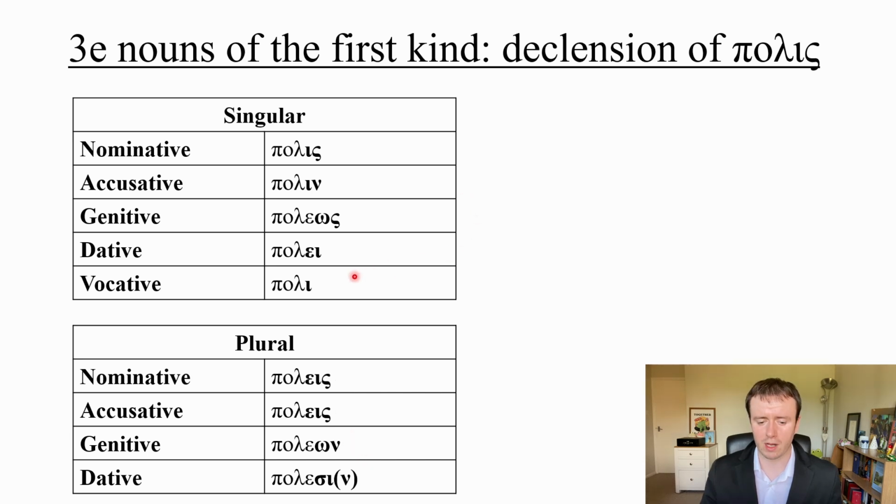As usual with third declension nouns, the vocative singular here is a modification of the nominative singular, and as we might expect, it's a shortened version of the nominative singular. What is a bit strange here is, although we're dealing with feminine or masculine nouns, in the accusative singular, we have a modification of the nominative singular, which is strange for third declension masculine or feminine nouns, since they usually use the oblique stem plus the ending alpha. But with 3E nouns of the first kind, and the second kind in fact, we have an accusative singular, which is a modification of the nominative singular.